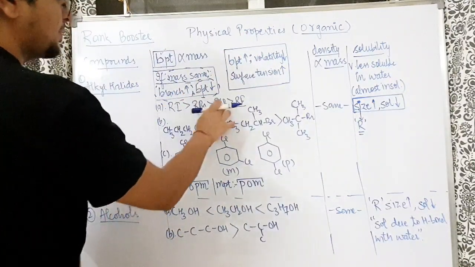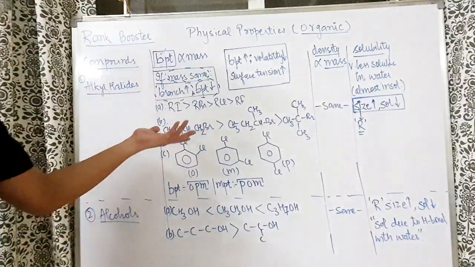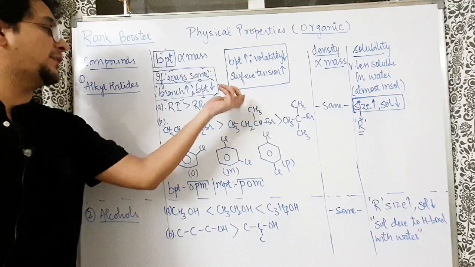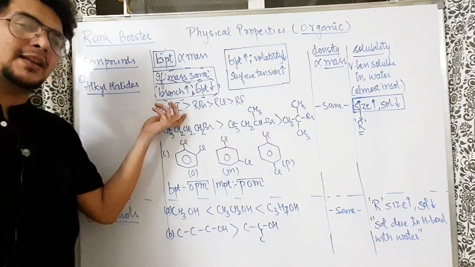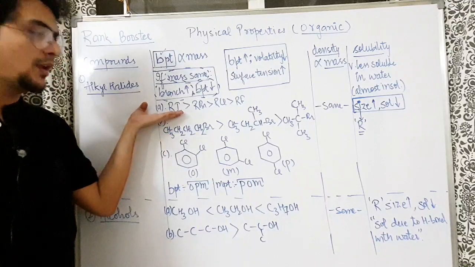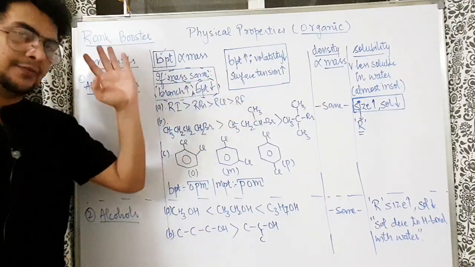R group is same, alkyl group is same. Let's say CH3CH2, or C2H5: C2H5I, C2H5Br, C2H5Cl, C2H5F. So obviously iodine is the largest atom there, so its mass will be the heaviest, so its boiling point is also highest. Then RBr, then RCl, then RF.